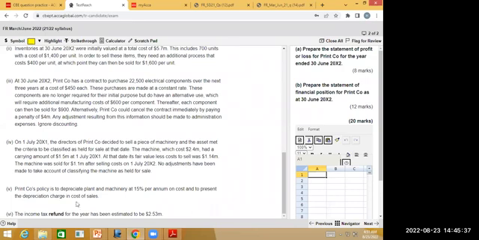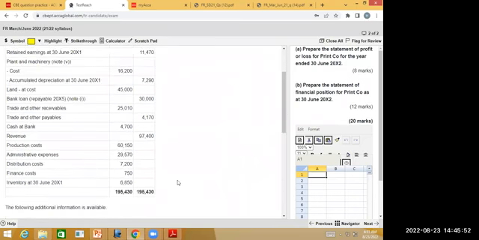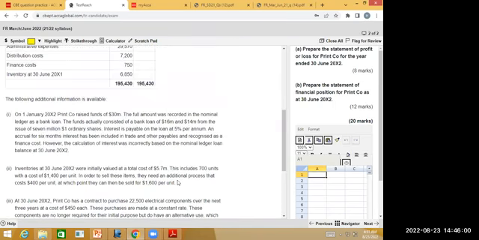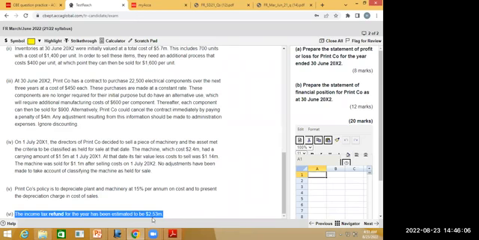Okay, first we are going to attempt note number 6. It's about the income taxes. Income tax refund for the year has been estimated to be 2.53 million. And the opening balance in the taxation, do we have any opening balance? So there is no opening balance in the taxation. So this will be recognized as a tax income, that's it. So the accounting entry should be tax receivable debit, tax income credit by 2.53 million.